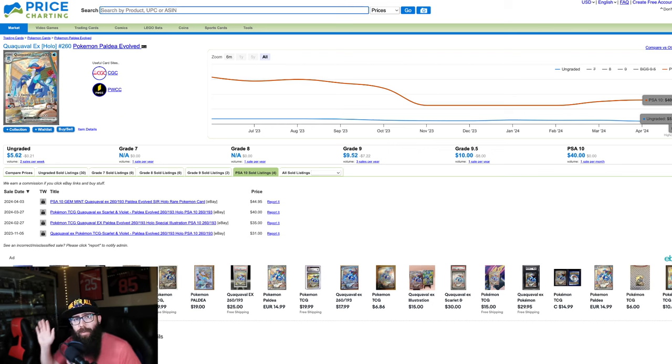I did just grade one of these in one of my most recent PSA submissions. But if you can pick up these SIRs for $5 of a starter final evolution, eventually, guys, this is gonna catch up. The writing's here, I'm telling you right now. Okay, even buy the PSA 10s at $40. Go ahead. I don't think you can go wrong.